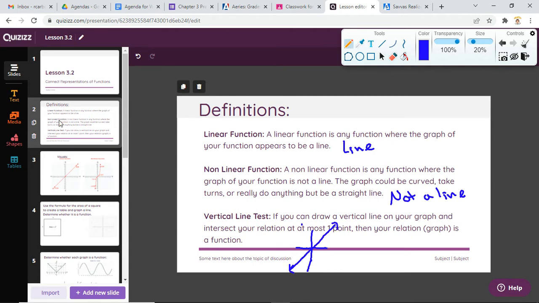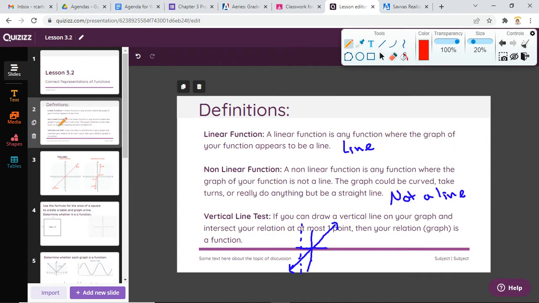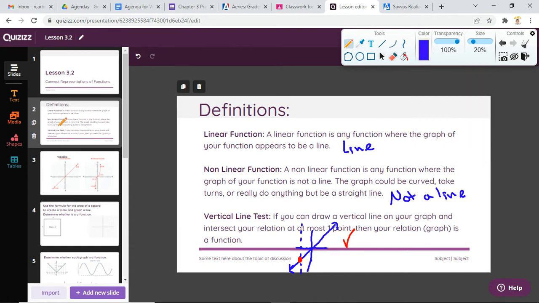Now I can draw vertical lines down anywhere on my graph. And since my vertical line only intersects at just one point, this point right here, then yes, this will be a function because it passes the vertical line test. In mathematical terms, what I'm saying is each x value has exactly one y value.